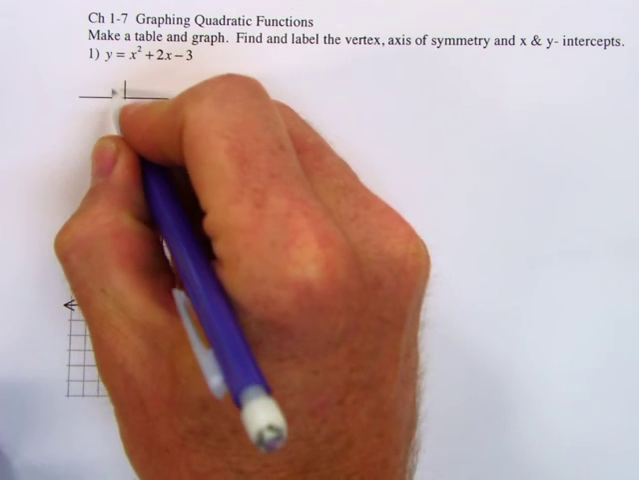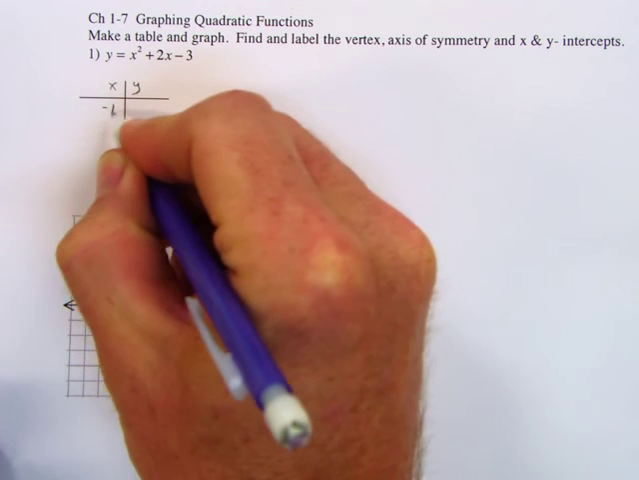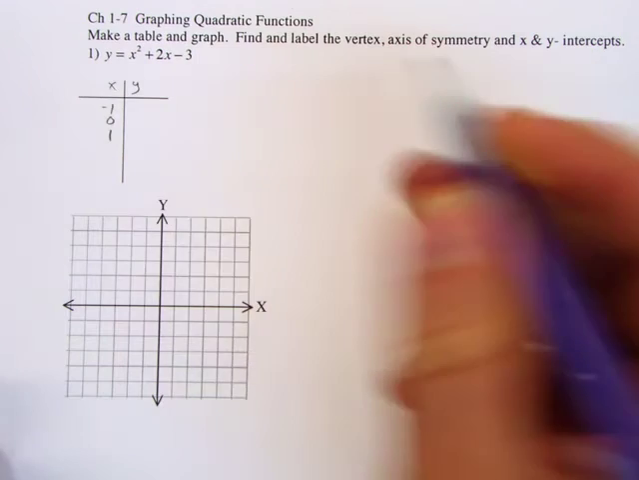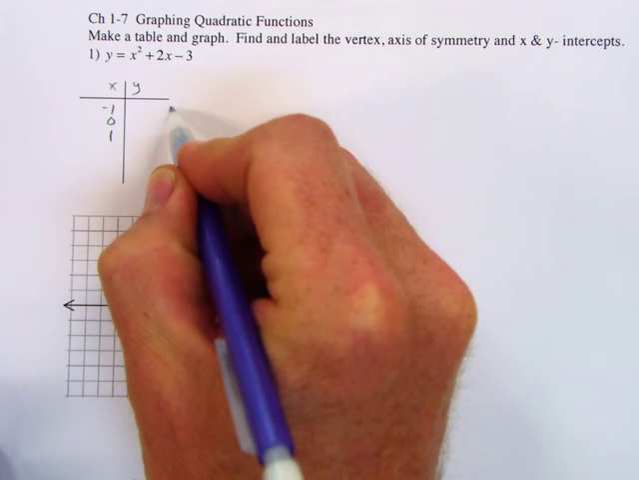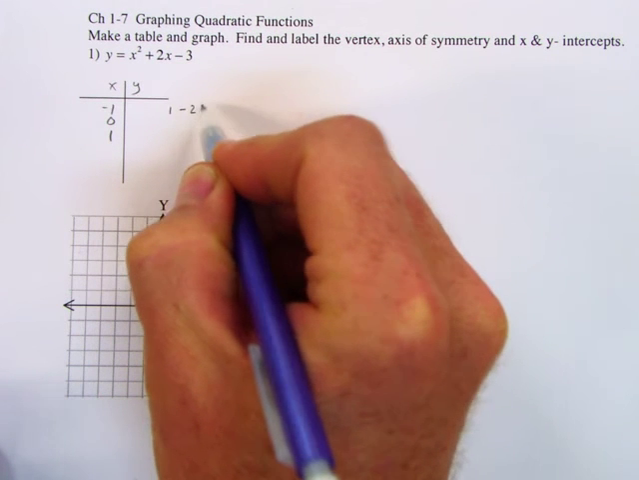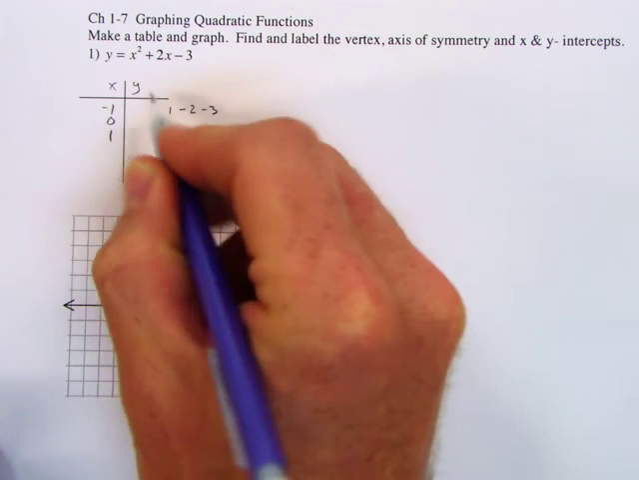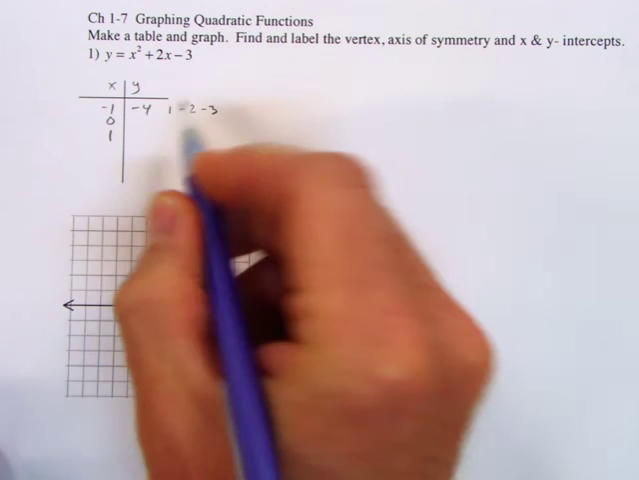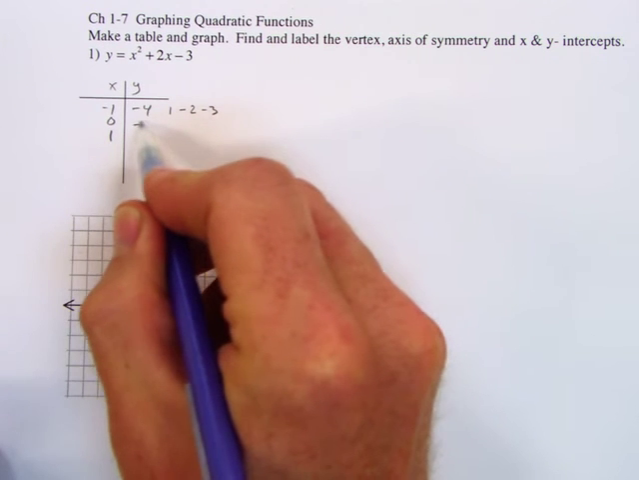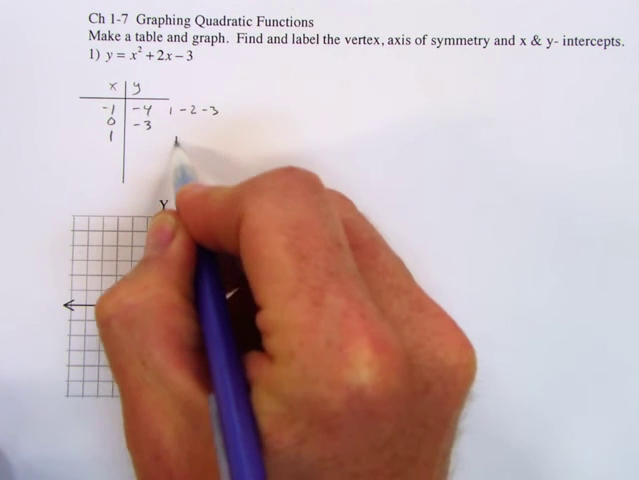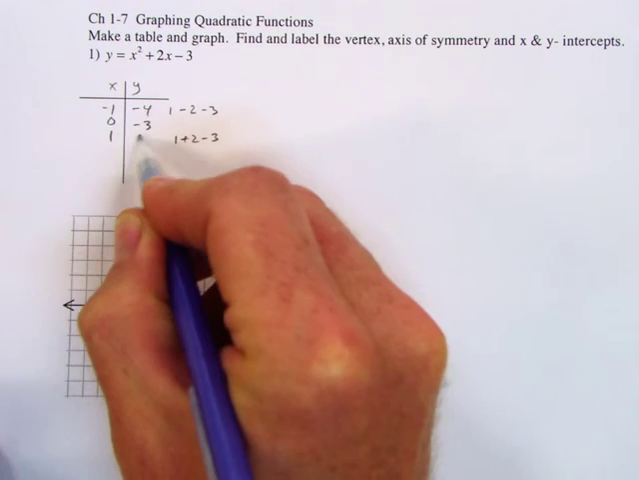What I want you to do is understand what's going on here. So in terms of making a table, we'll start off and we'll pick a negative, 0, and positive. So we plug it in. Negative 1 squared, 1, minus 2, minus 3, and that gives us negative 4. 0, that's easy, you just get negative 3. 1 plus 2 minus 3 gives us 0.